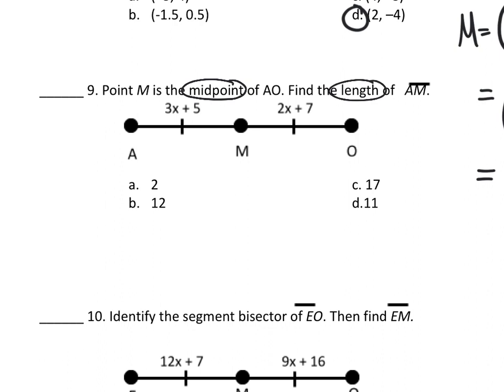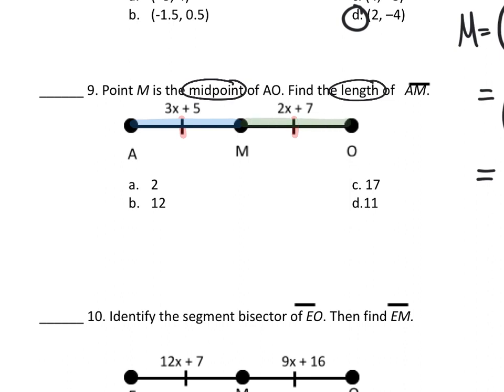What do we know about things in the middle? Let me rephrase. That's a weird way to ask that question. What do we know about these little tick marks? What do those mean? They're the same. They're congruent. Very good. The midpoint cuts things in half, which means the AM side should be exactly equal to the MO side. Okay. Which means if I have AM, I should be able to make it exactly equal to MO.